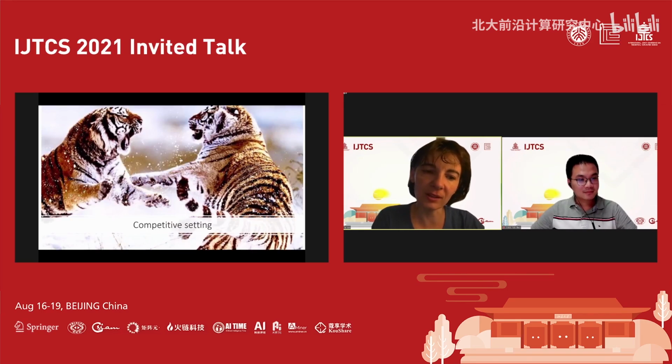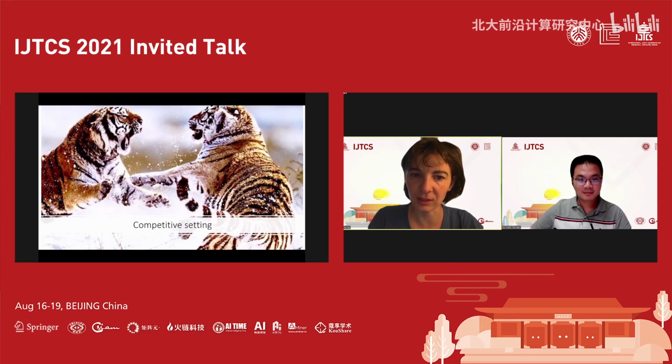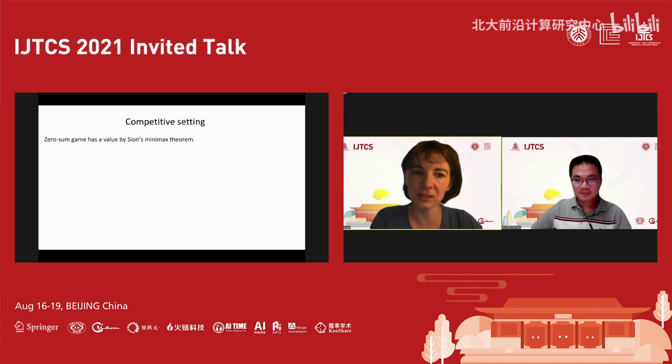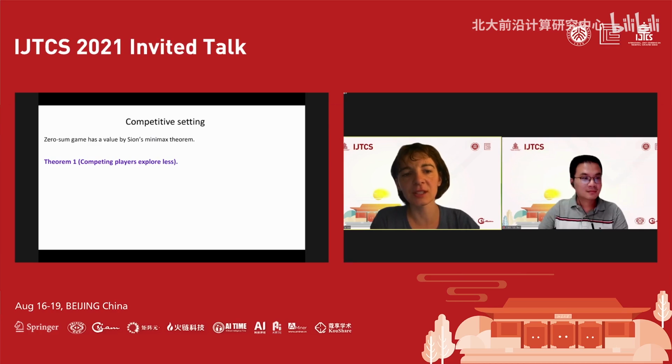Okay, so in the competitive setting, this is the first I'll focus on. This is a zero-sum game, and it can be shown to have a value. This is a direct consequence of the minimax theorem. And the question is, how do competing players behave? So the first theorem will say that competing players explore less.